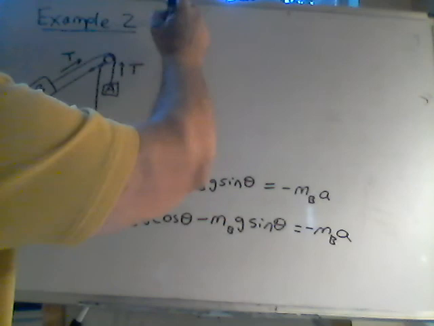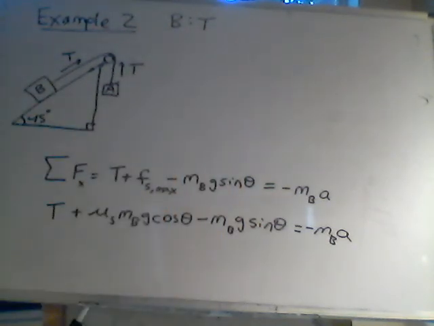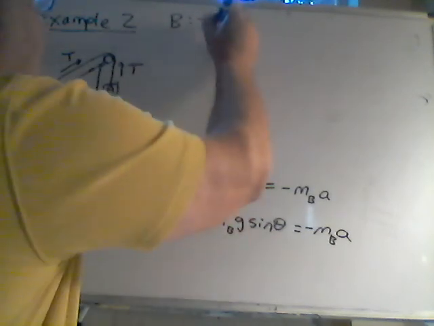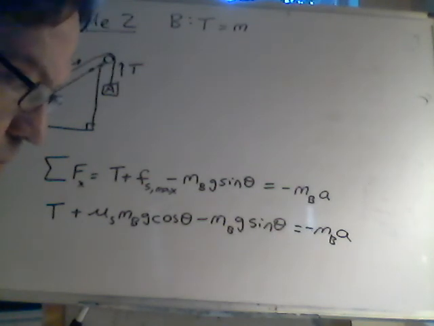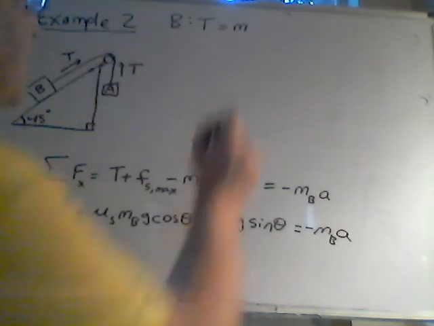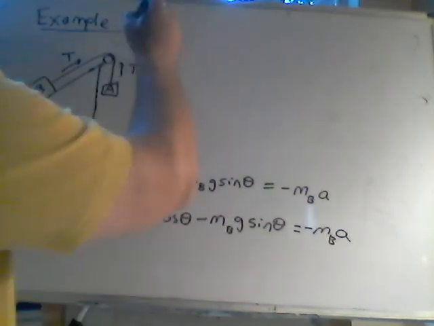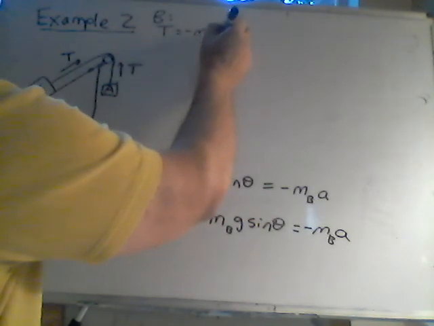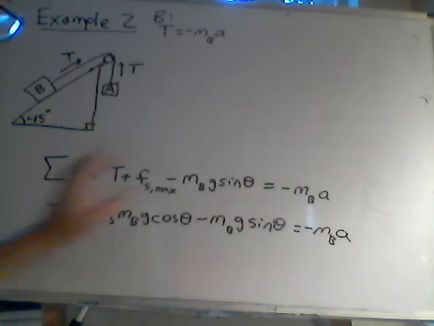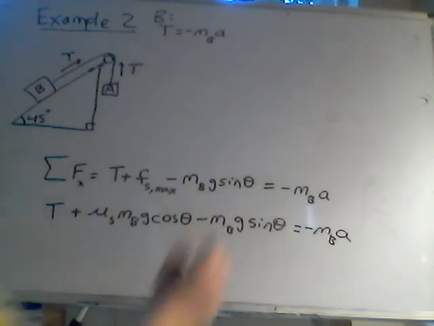So block B's equation, I'll put a little B for block B, is T, and I'm going to solve it for the tension force for futuristic reasons. So T is going to be negative M sub B A. Let me write this a little bit better. So, for block B, T is negative M sub B A. Okay, and it's already over there. And I'm going to throw everything else on the other side. So it's going to be minus mu sub S M sub B G cosine theta.